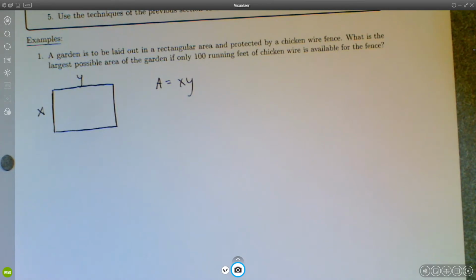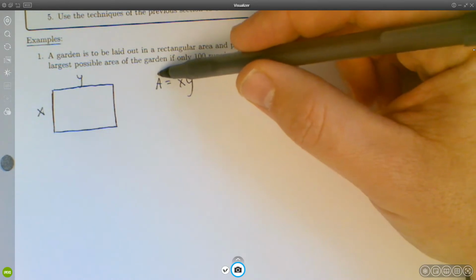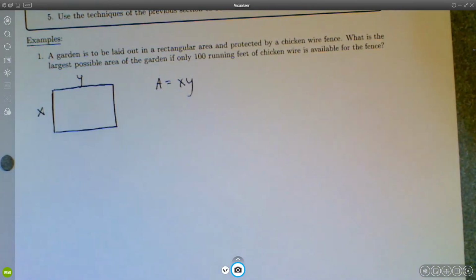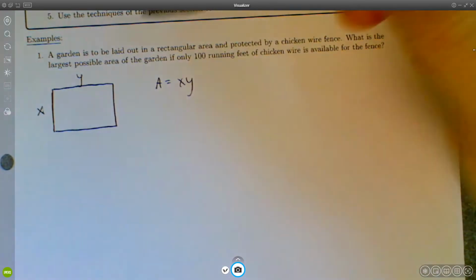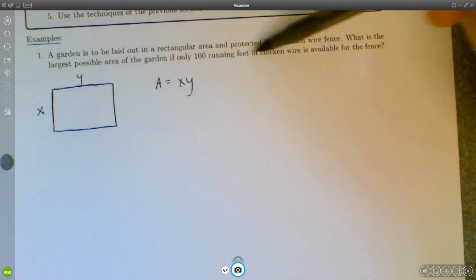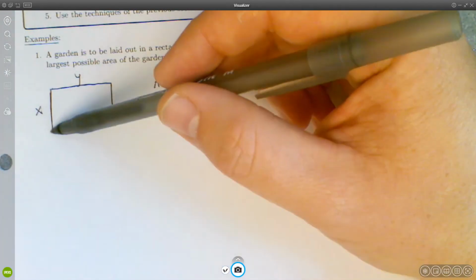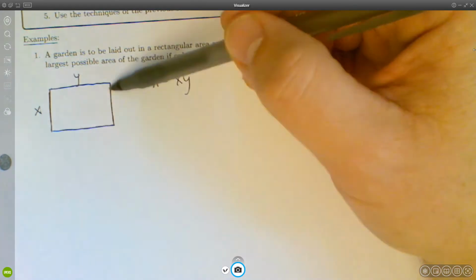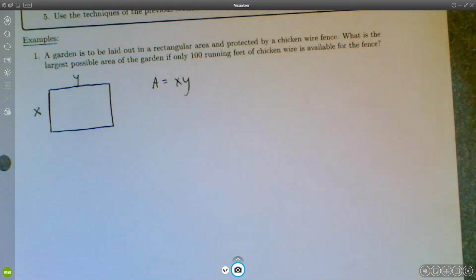Now, we said that we wanted to express the thing that we're trying to maximize, in this case the area, in terms of a single variable, and here we have 2 different variables, right? So let's see if we can use some more of the information in the problem to rewrite this as a single variable. We're told that we only have 100 running feet of chicken wire available. So that means that we only have 100 feet of fencing available to us. So the perimeter can be no more than 100.